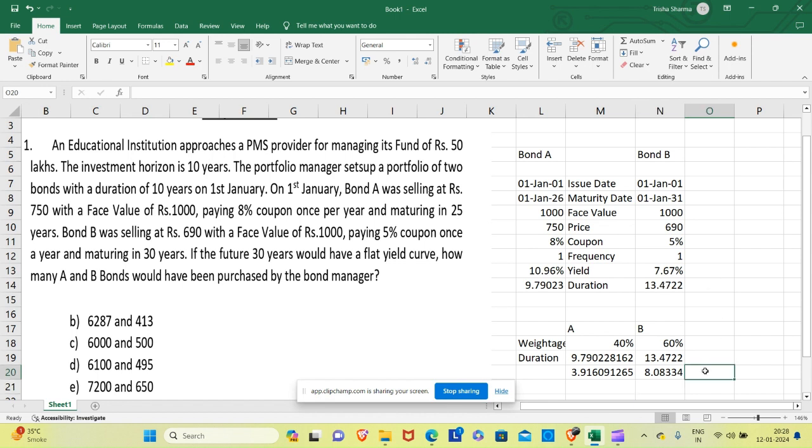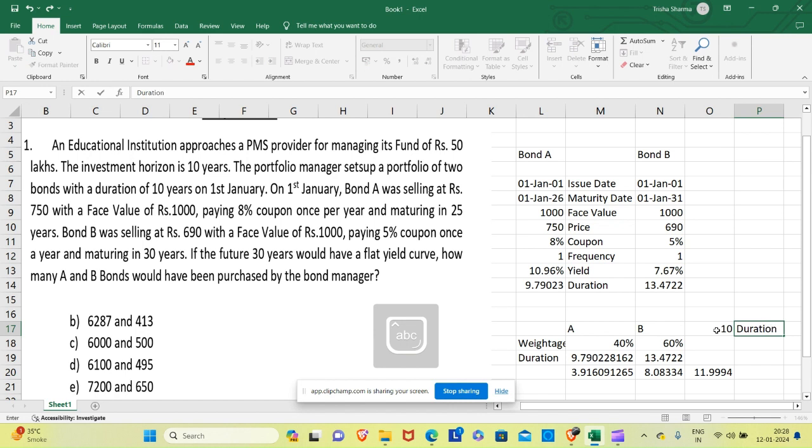So the portfolio duration becomes equivalent to this plus this. Now remember, my portfolio duration has come out to be 11.99, but I have to set that duration equivalent to 10 because it's saying that the portfolio manager sets up a portfolio of two bonds with duration of 10 years. So what is the duration that I have to set? I have to set duration as 10. So how will I set this?